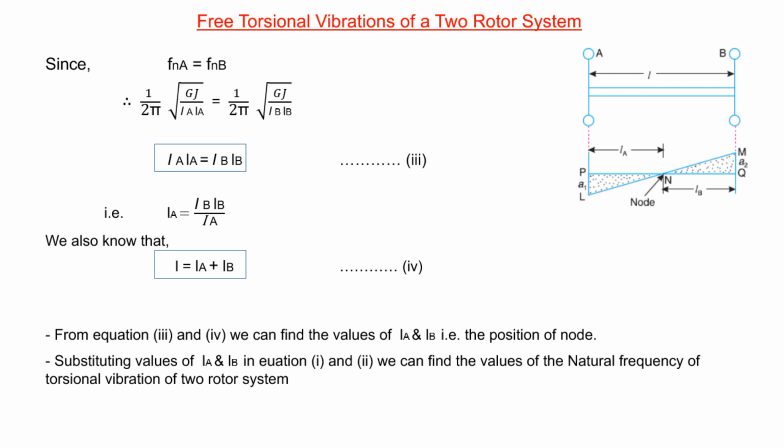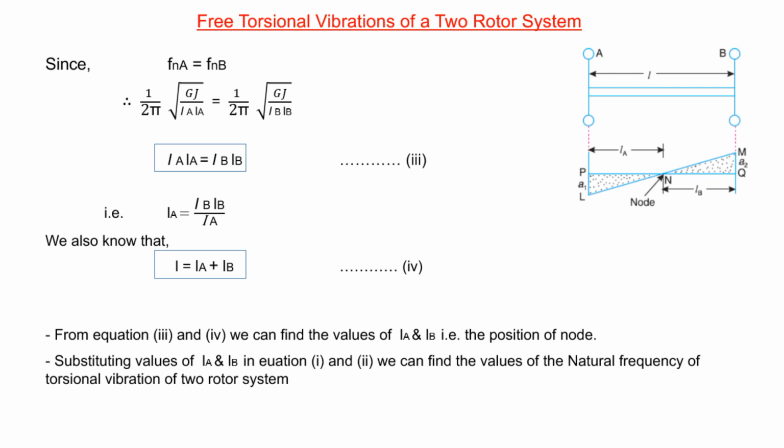Now we have assumed that Fna is equal to Fnb. That means the torque applied on rotor A and rotor B is the same, therefore both rotors will vibrate with the same frequency. Therefore I can write Fna = Fnb. Putting in the formulas, 1/(2π) √(GJ/(LA IA)) = 1/(2π) √(GJ/(LB IB)). Cancelling out the terms, the remaining term, call this equation 3, is IA LA = IB LB. Then we can write LA = LB × IB/IA.